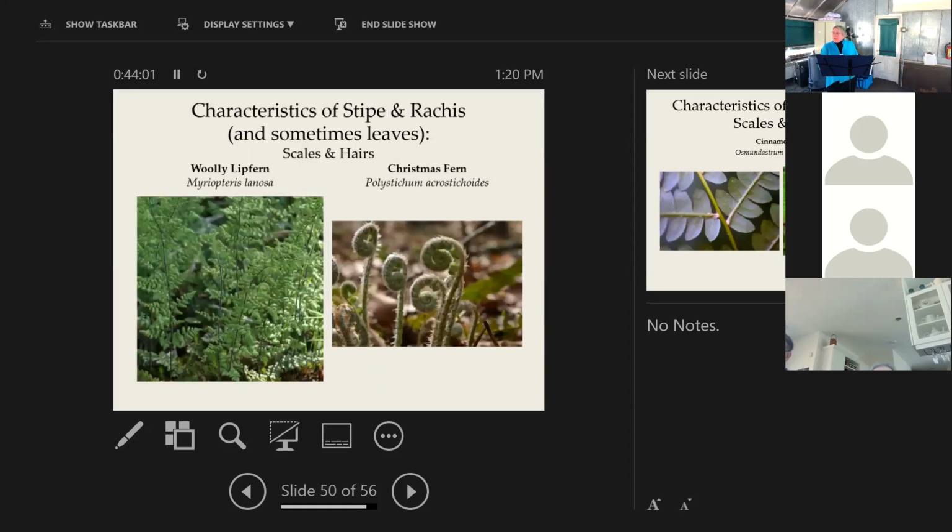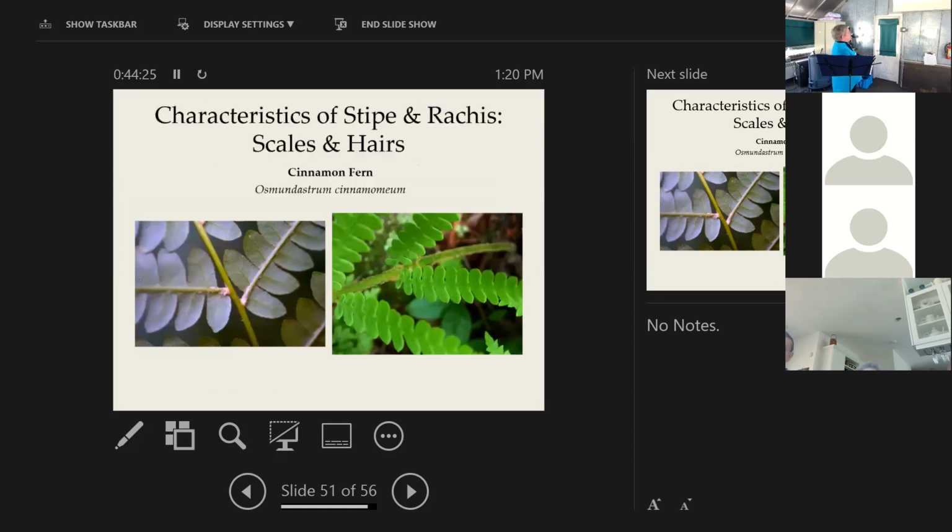Some ferns are very hairy, like this hairy lip fern or woolly lip fern. Others have scales on the stipe or on the fiddleheads, as you can see with this Christmas fern. I've had people say, I tried fiddlehead ferns and they were awful. I think that's the one they tried. It wasn't the edible one. And I imagine it would be pretty awful.